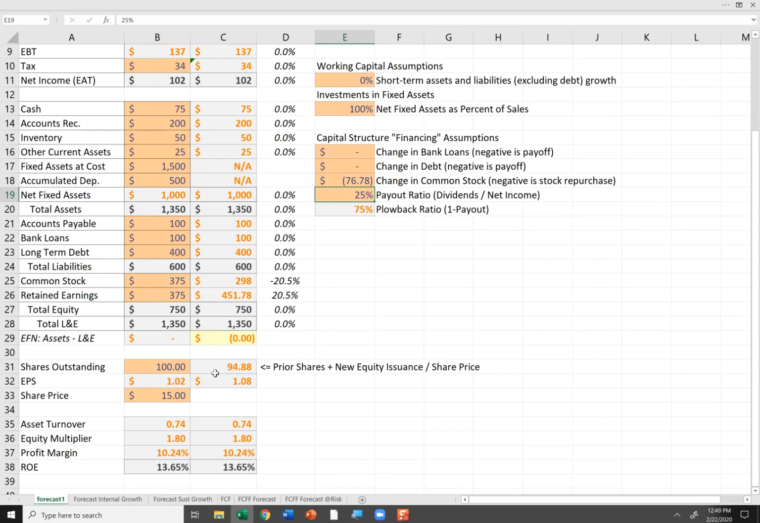Now notice the effect here. If you want to buy back $76 of stock at $15 a share, you're going to reduce shares by about 5.2 shares. And so my shares outstanding is going to fall. And here's my effect on EPS.